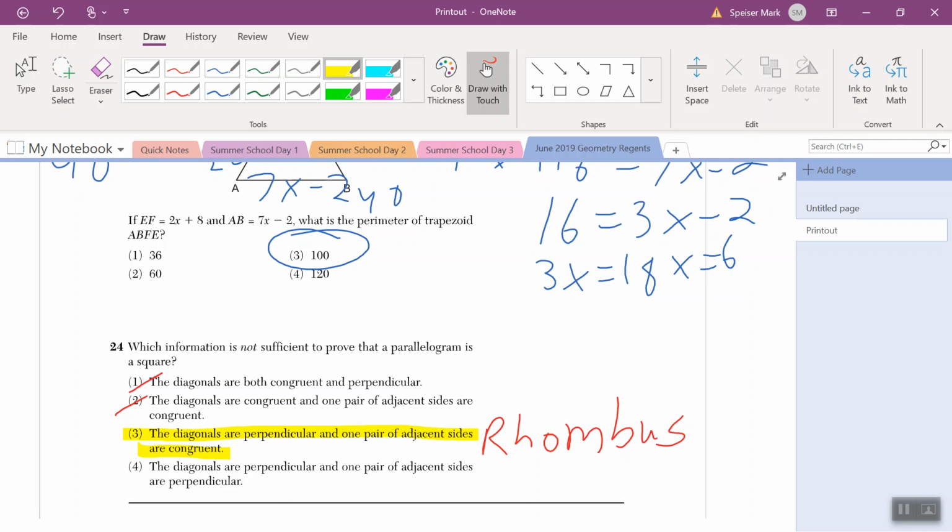That is a square. This is it for the multiple choice section of June 2019 Regents.